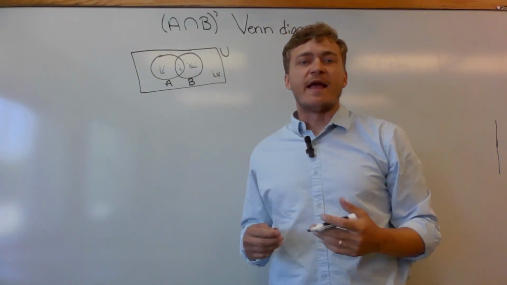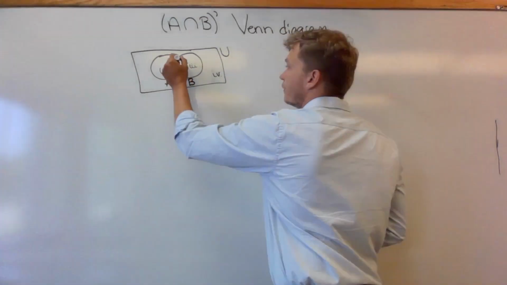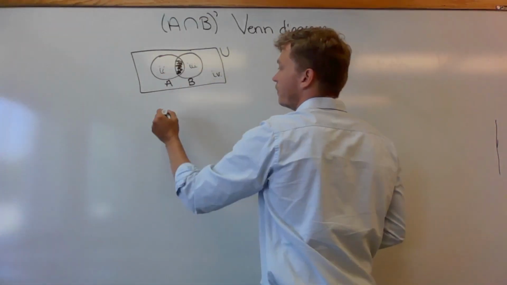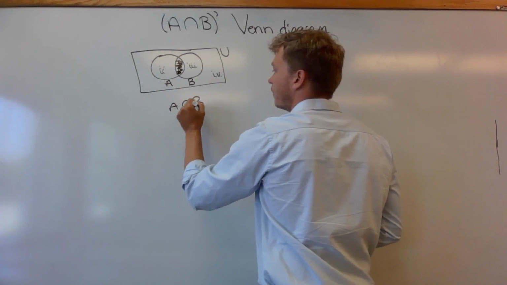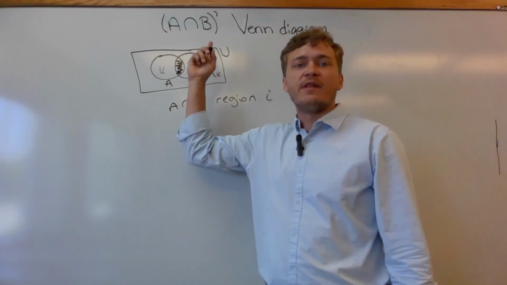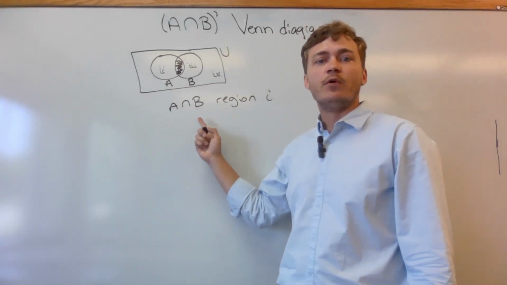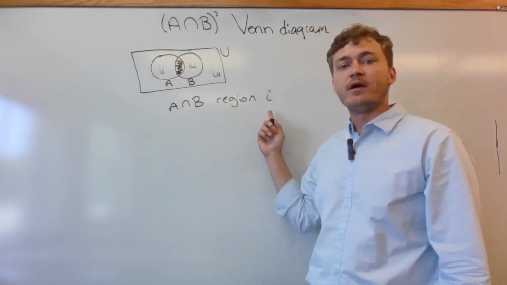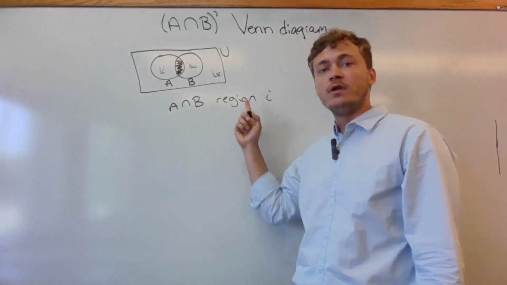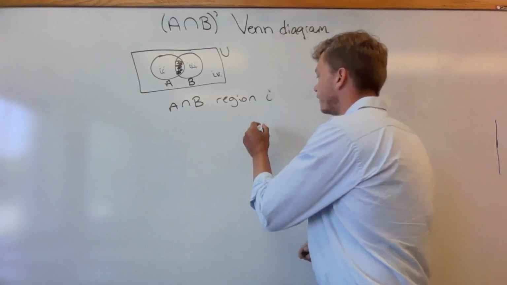We want to start by finding A intersect B. Well, the intersection is right at region 1. We want to find the complement of this. What is the complement of A intersect B? Well, it's everything else. What do we mean here? If A intersect B is region 1, A intersect B complement will be regions 2, 3, and 4.